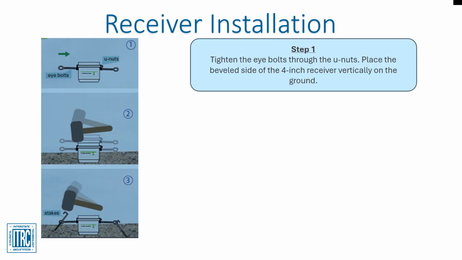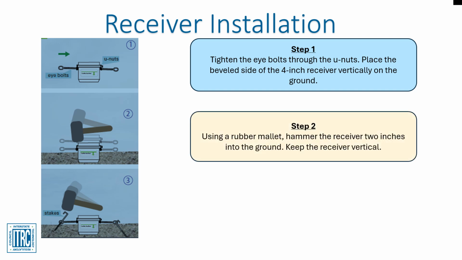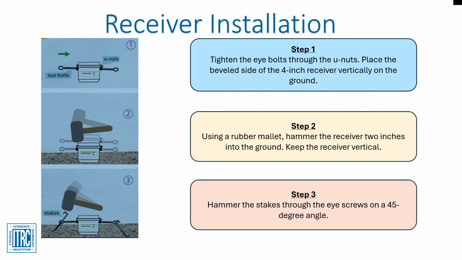The receiver installation consists of the following steps. Tighten the eye bolts through the U-nuts on the sampler. Place the beveled side of the 4-inch receiver vertically on the ground. Using a rubber mallet, hammer the receiver 2 inches into the ground. Keep the receiver vertical. If the soil is too hard for the receiver to penetrate, use a knife to cut a ring in the soil.